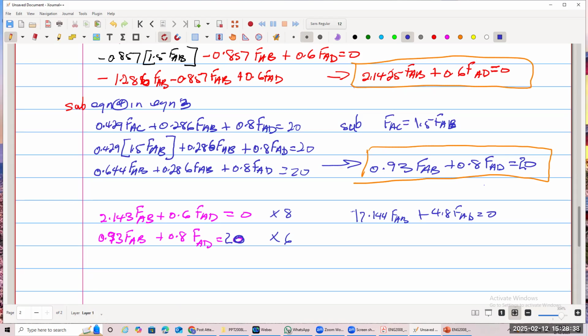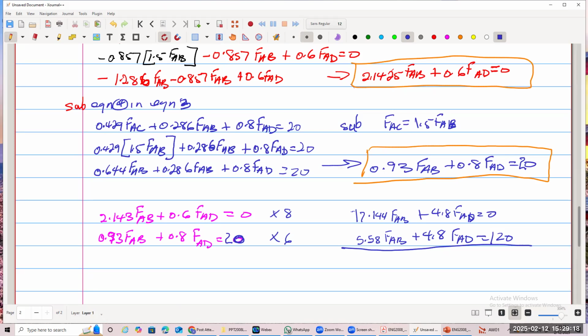Times 6. So it will be 5.58 FAB plus 4.8 FAD equals to 6 times 20. That is 120. All right, 120. Let's fix that. Let's clean that up. All right. So there you go now.